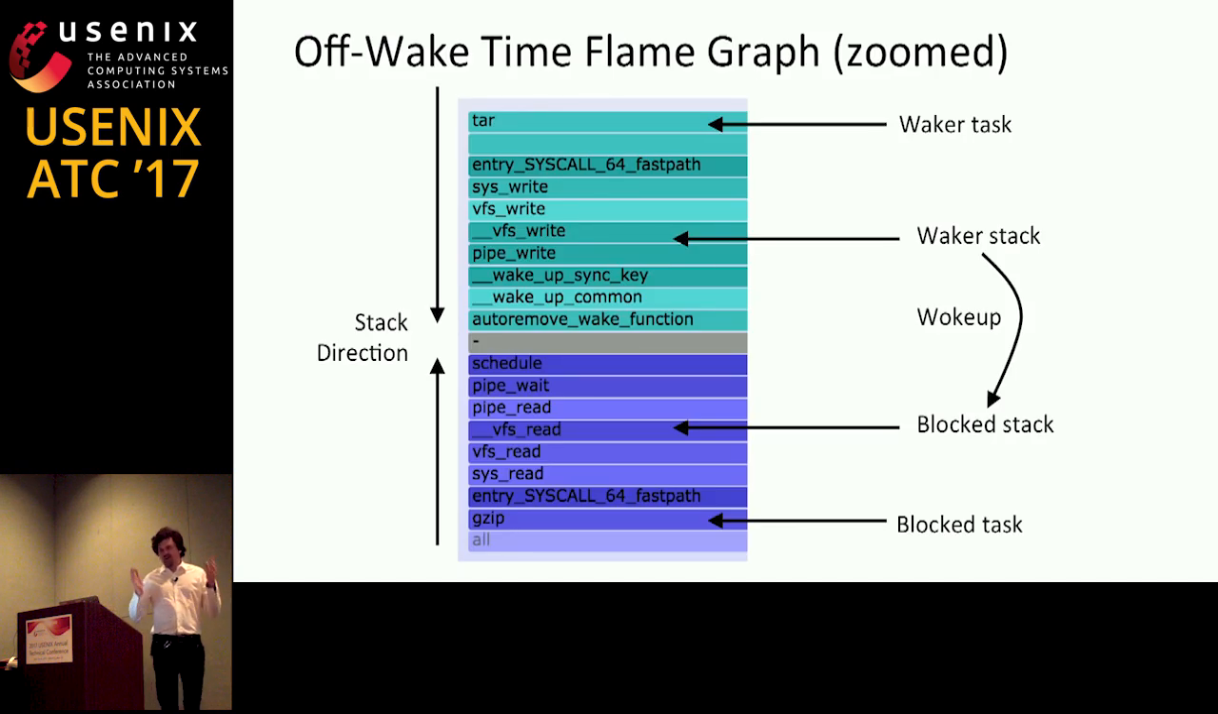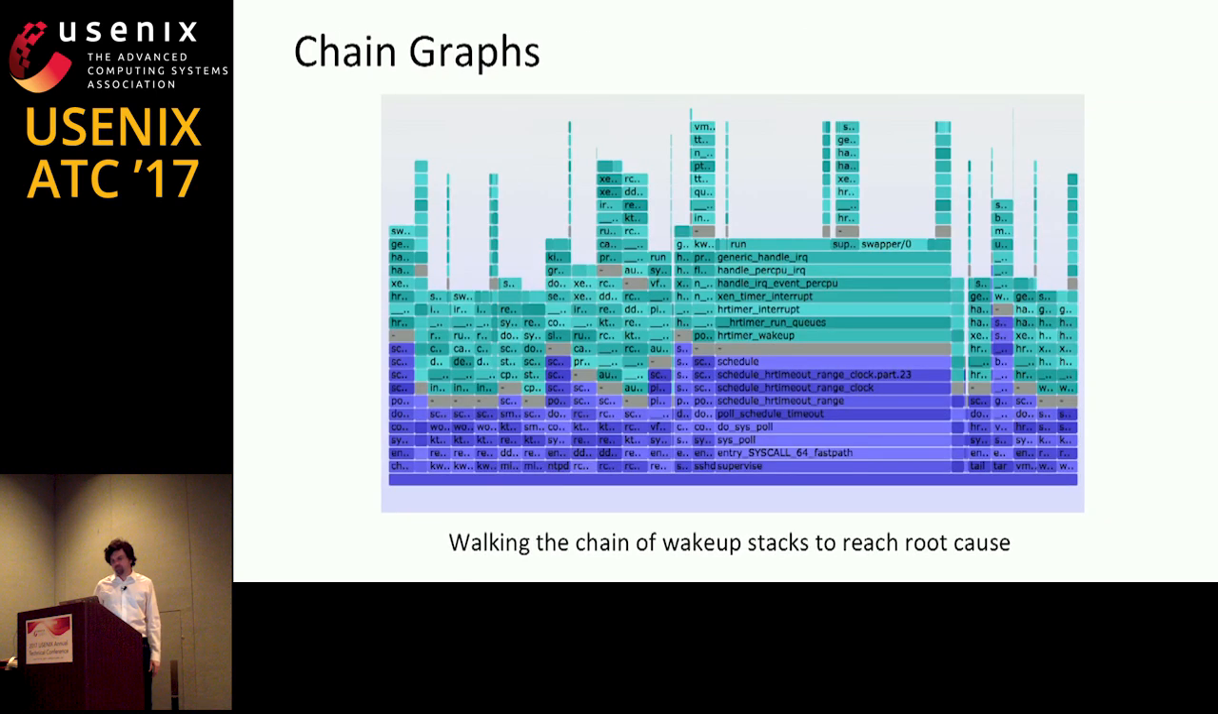Okay, so now I've solved every performance problem with off-wake time flame graphs. Now I can retire. Turns out no, because one wake-up stack is often not enough. And talking to some other performance engineers in the industry, they say sometimes we have to unwind 7 stacks to get to the root cause of the issue. Some thread got blocked, and that's the actual issue. It woke up another thread, which woke up another thread, which woke up another thread, which ultimately woke up our blocked application. And you need to see the entire chain.